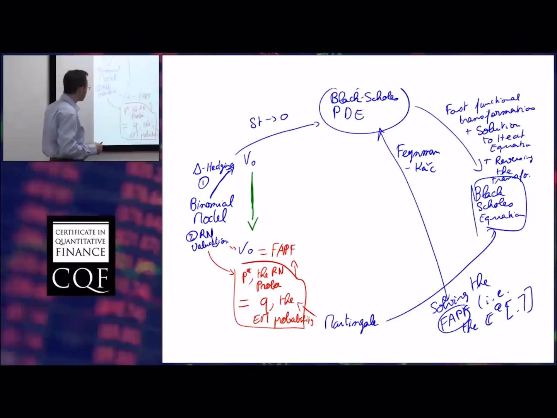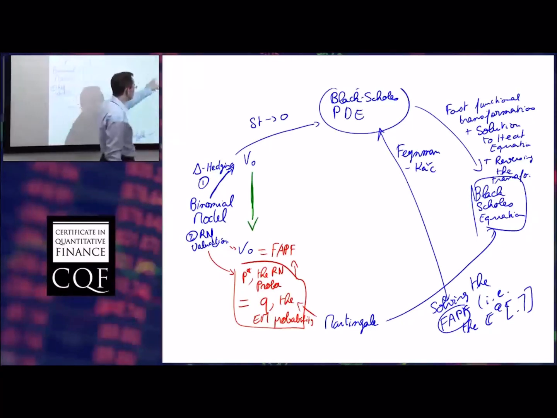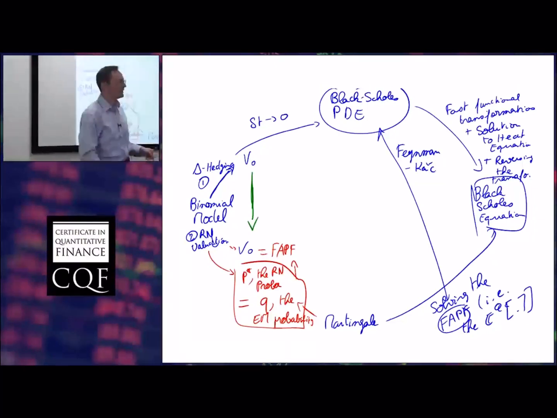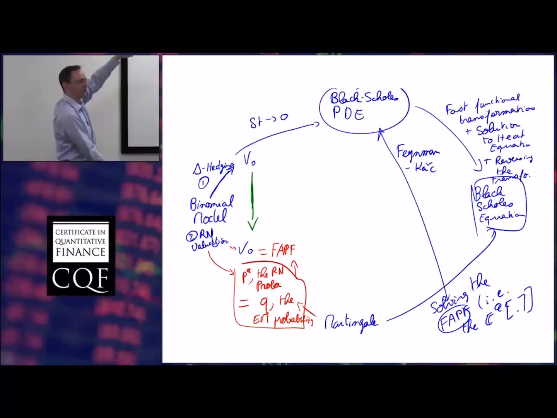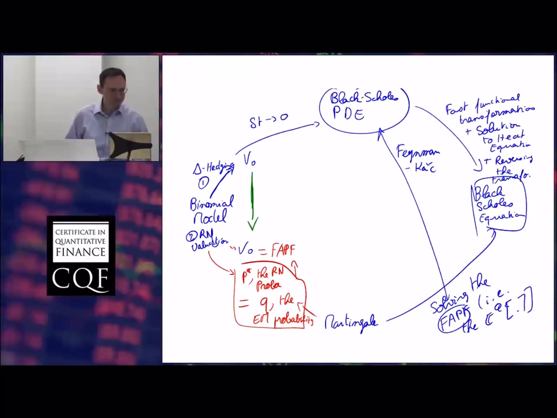Now, let's see if we can get our binomial model to produce the Black-Scholes equation. And for that, of course, we can't use the Bernoulli model, the one-period binomial model. We are going to use the real binomial model.